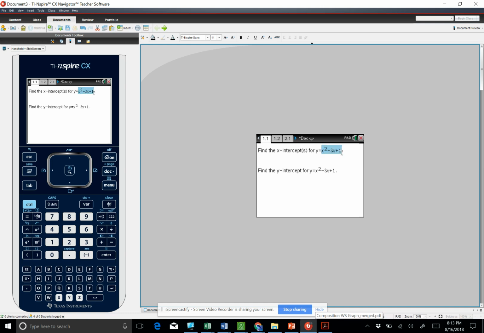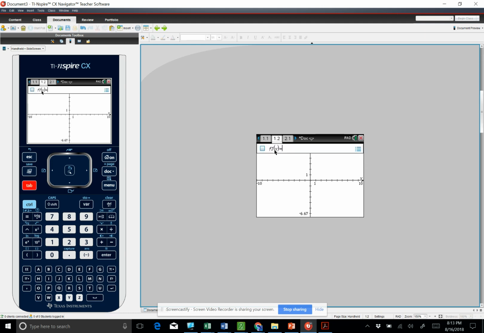So this function, notice it's the same for both of them. I'm going to cheat a little bit and copy and paste. You're going to type it in. So into a graph page, you're going to type in x squared minus 3x plus 1. And if you need to type that in, go ahead and pause the video. You can use this little squared button next to the 4 for the x. Once you've got it typed in, go ahead and hit enter.